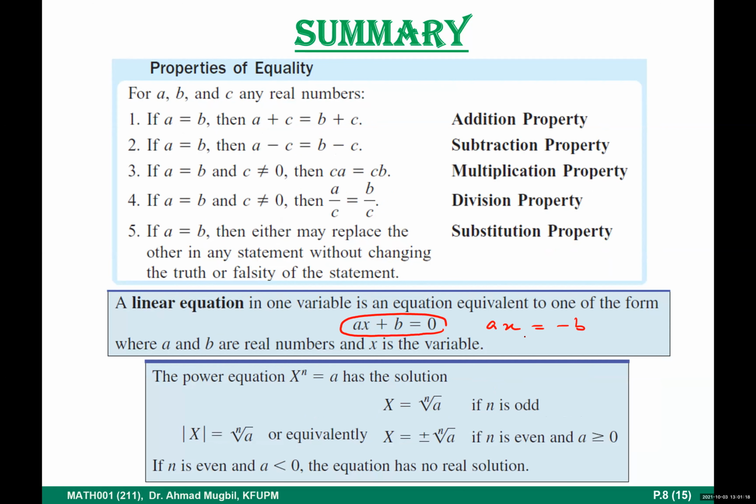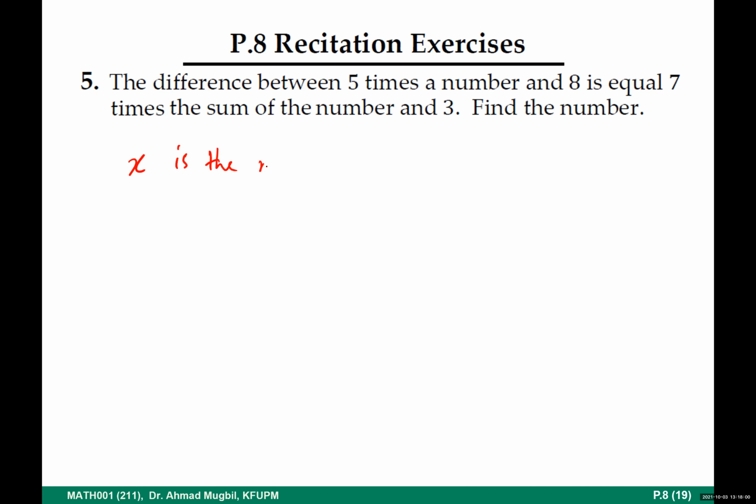I believe that you can also solve this recitation exercise, Shabab. Please give me the mathematical model of this. The difference between 5 times the number and 8 is equal to 7 times the sum of the number and 3. Find the number. As a hint, you should write what at the beginning? What is the number? Give it a name. So let's say X is the number that you are looking for. So this is the number.